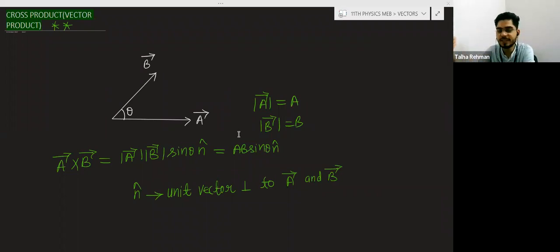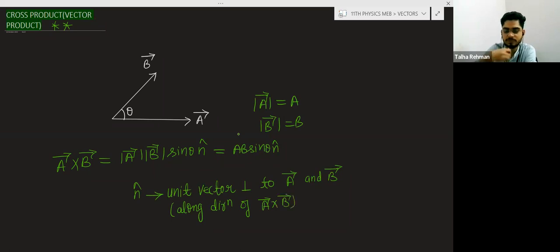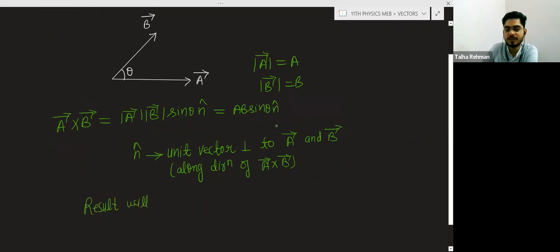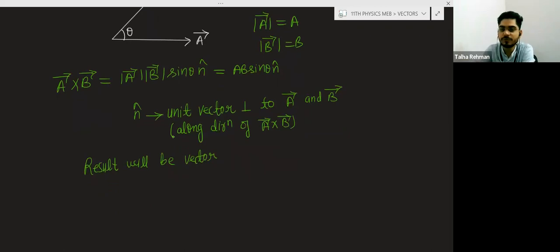And n cap is also representing the direction of A vector cross B vector. Now, the result of A cross B will be a vector this time. Like in the dot product, you have a scalar result, but in the cross product, the result will be a vector. We will calculate the cross product, and there we will see the result will be a vector. And how will you calculate the direction? Because the result is a vector, we will calculate the direction also.